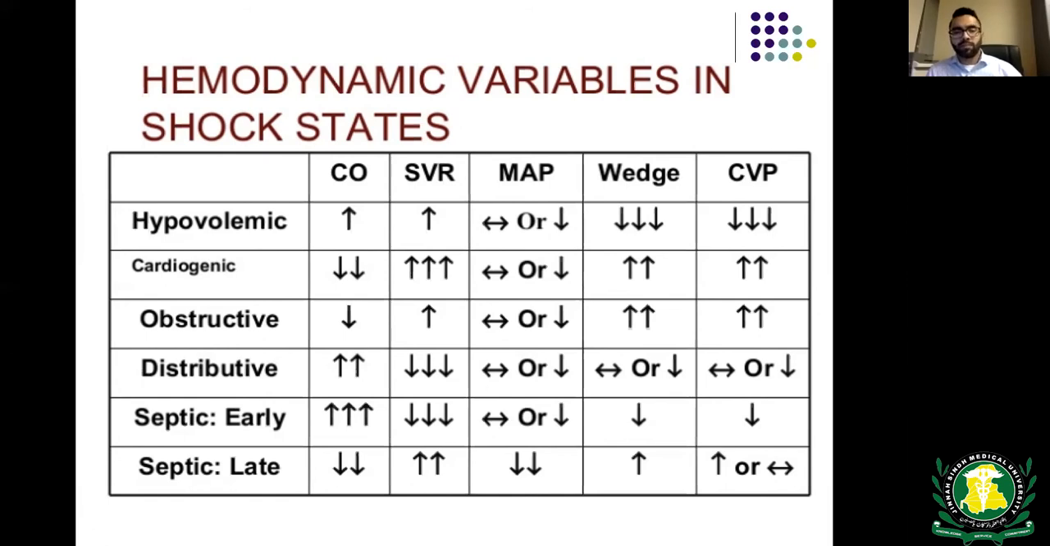And there is a bit of overlap. Different types of shocks can have similar changes in these parameters, but what's important is, as I told you before, there is no single parameter or single lab value or single physical exam that will diagnose a particular type of shock. You have to look at the whole clinical picture in context. You have to focus on the history and physical, find the etiology, and then decide which type of shock the patient is presenting with. Oftentimes, there is a combination.